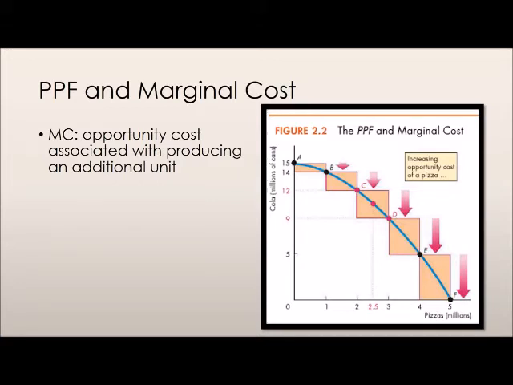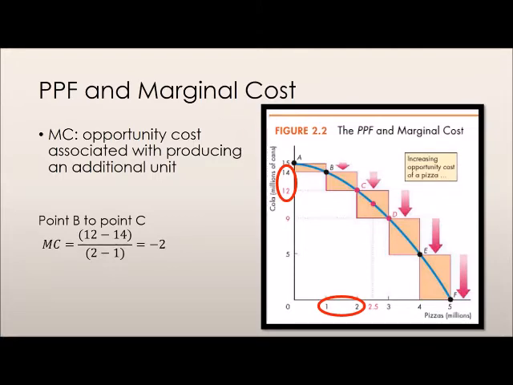Let's calculate the marginal cost of pizza going from point B to point C. We use the rise over run method to calculate the slope of the PPF, which in turn gives us the opportunity cost of producing an additional unit of pizza. The change in cola, which is on the y-axis, is -2, and the change in pizza, which is on the x-axis, is 1. -2 divided by 1 is equal to -2. Thus, the marginal cost of producing pizza at point B is 2 units of cola. We are giving up 2 units of cola to produce 1 unit of pizza.